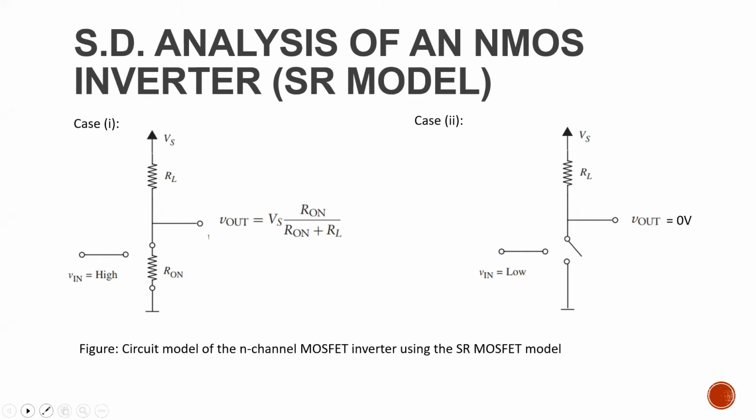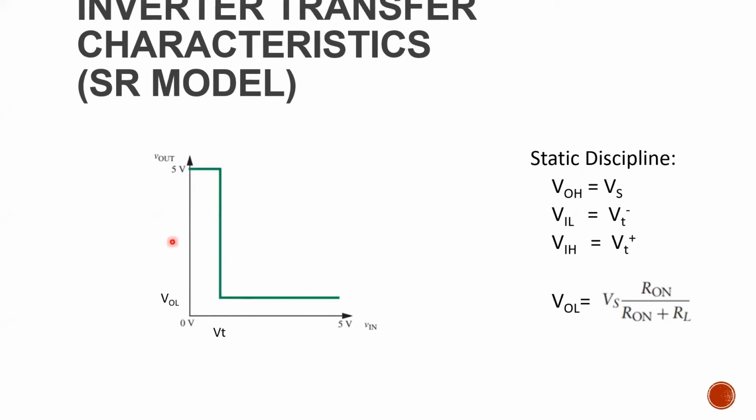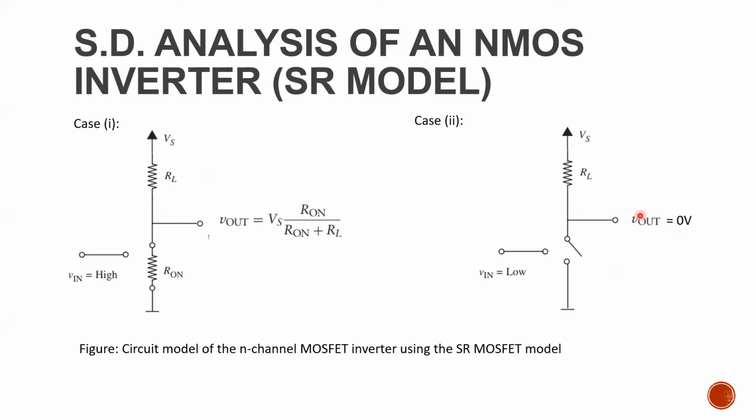Now let's see the next one. Yeah, you see guys here that NMOS. Now you can see guys, inverter transfer characteristics, SR model, VOH. That means the output logic 1. Then it is Vs only, because in the previous figure we considered this. Here V out is Vs only. Whenever the input is low, you get output as logic high, which represents Vs.